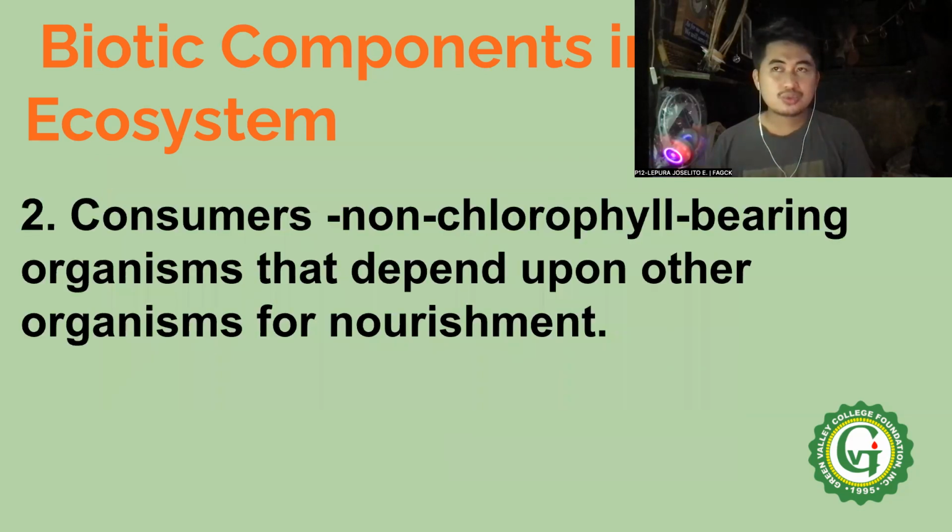Number 2, consumers. The second biotic component in your ecosystem is your consumers. They are non-chlorophyll bearing organisms. Because kung chlorophyll bearing sila, supposedly they can also manufacture their own food. Consumers depend upon other organisms for nourishment.